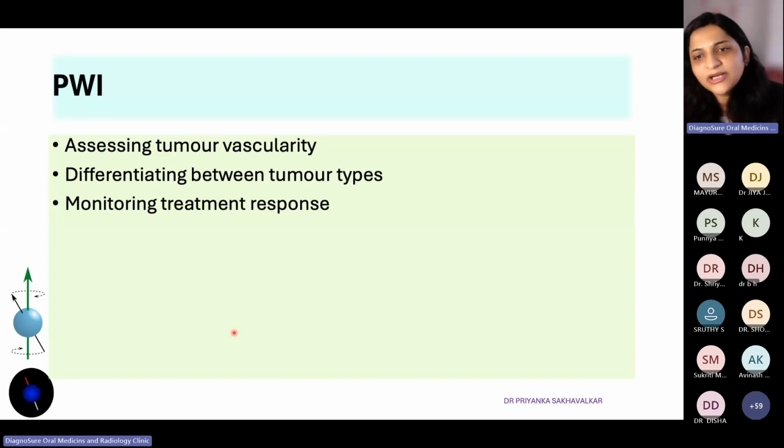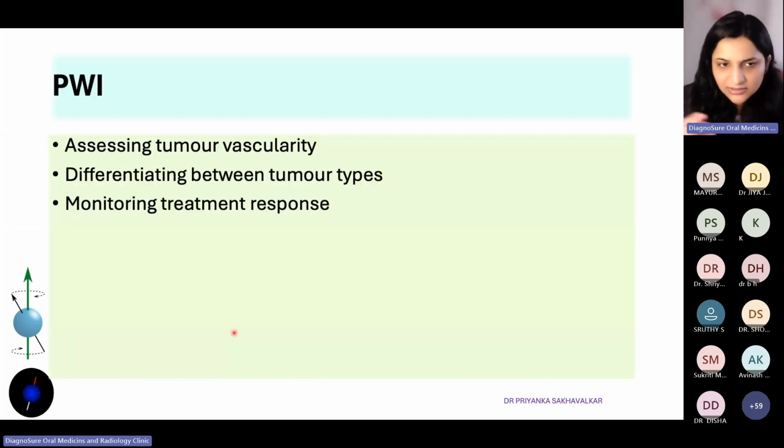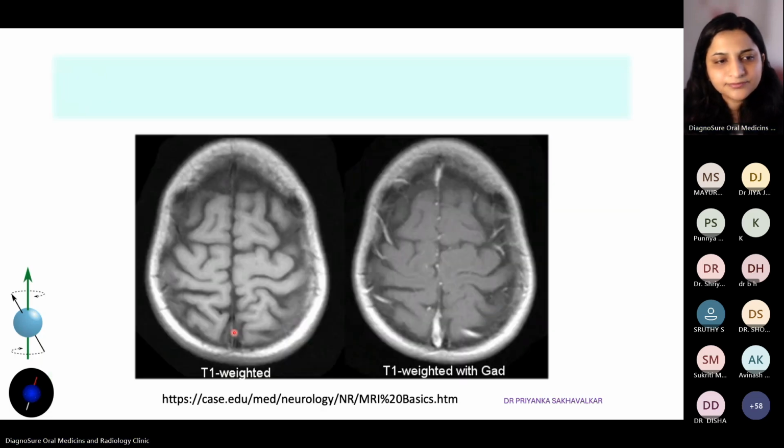And it might also help us to determine which is more aggressive or less aggressive, and in monitoring the tumor response, whether there is stable perfusion or increased perfusion. Increased perfusion might suggest there is recurrence of cancer. So perfusion weighted imaging can help us determine that.